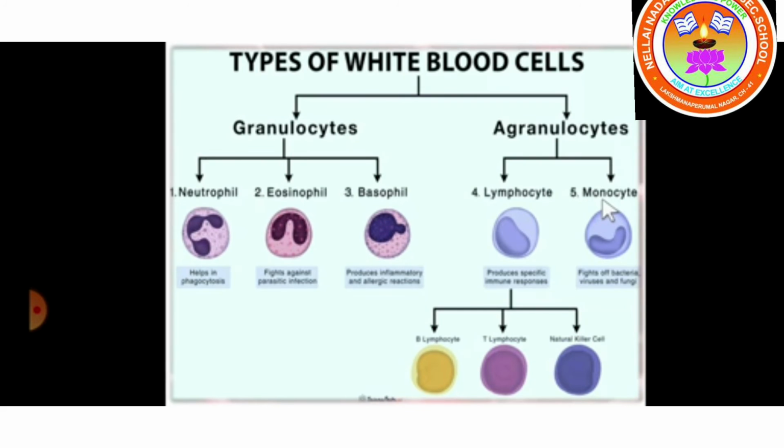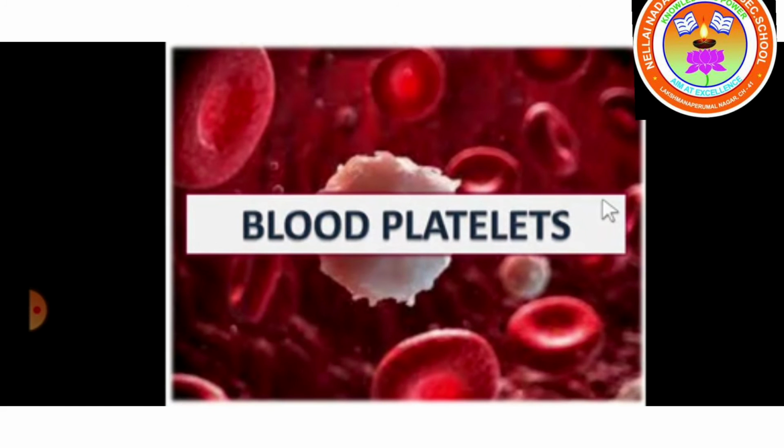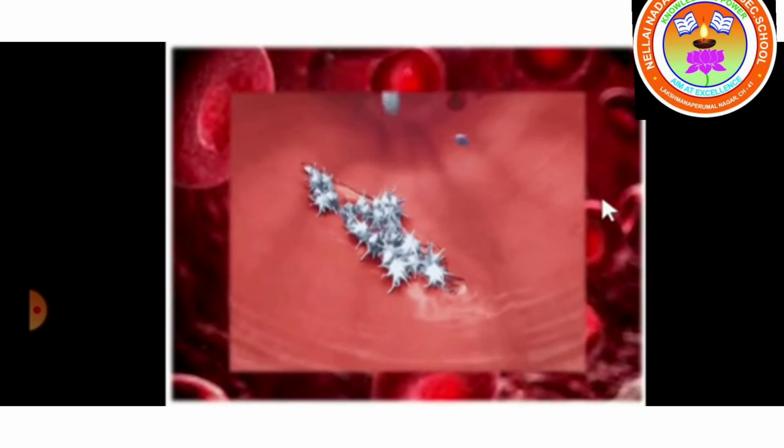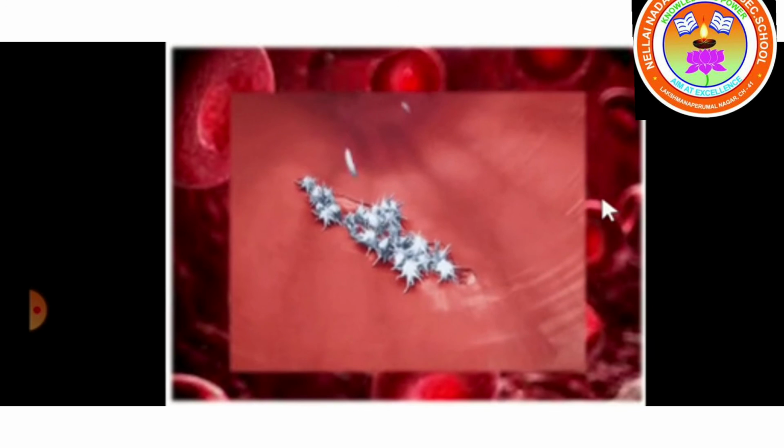Next, we will see about the blood platelets. So what are blood platelets? They are minute anucleated fragile fragments of giant bone marrow cells called megakaryocytes. They play an important role in the blood clotting mechanism.